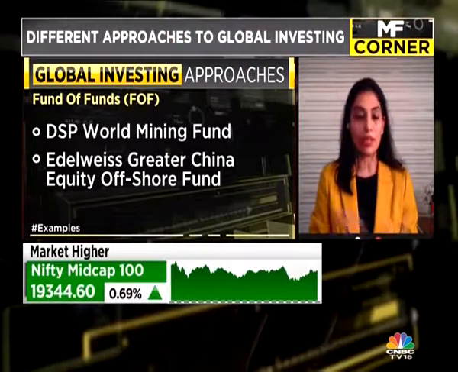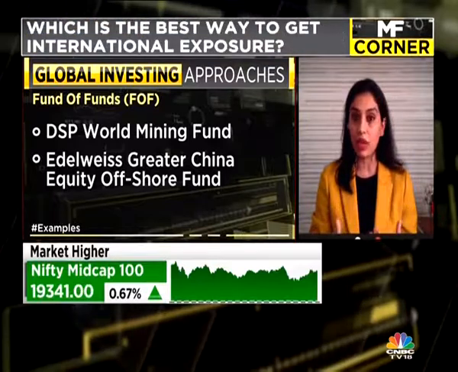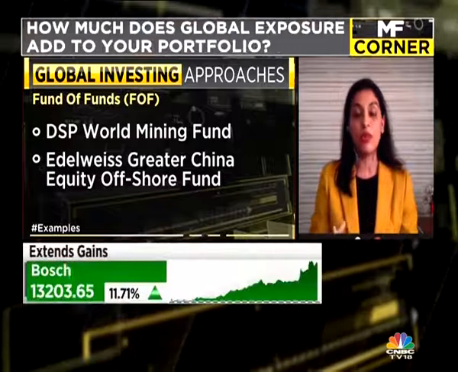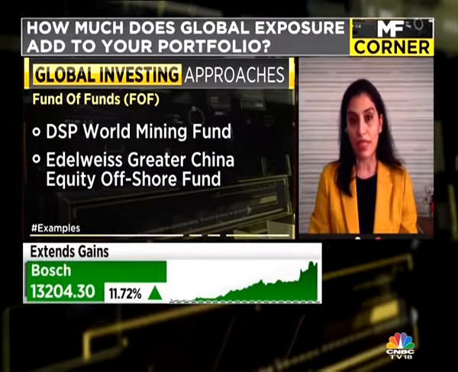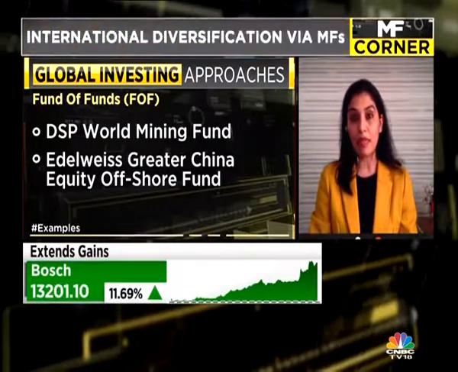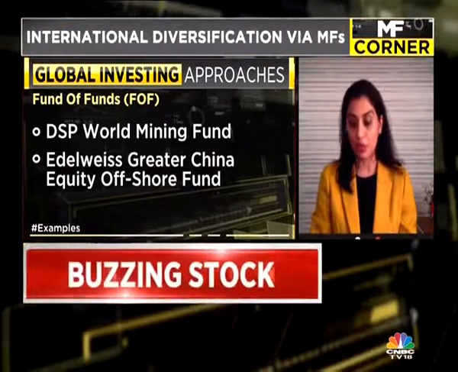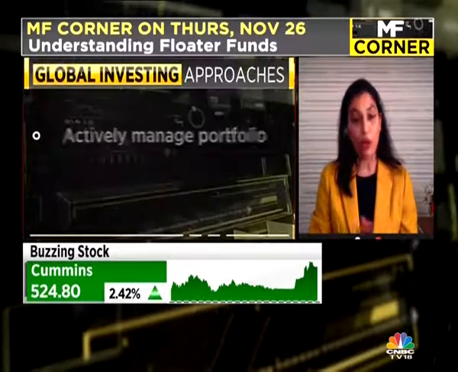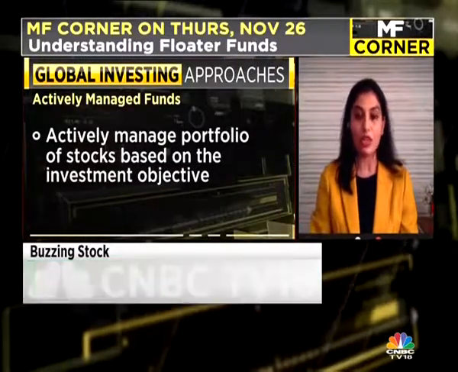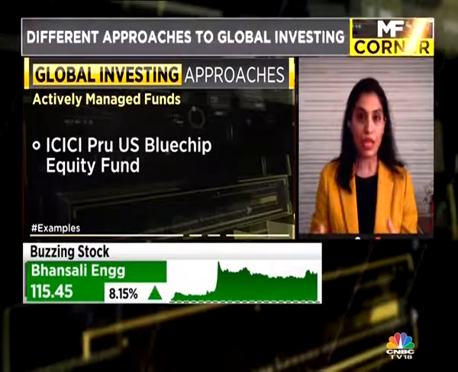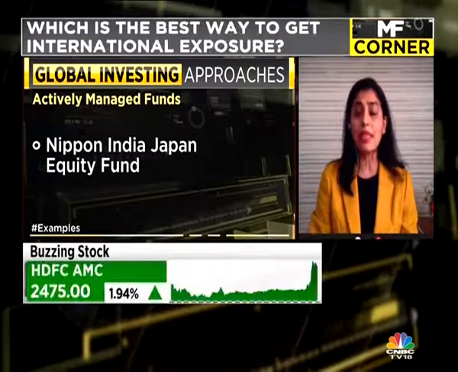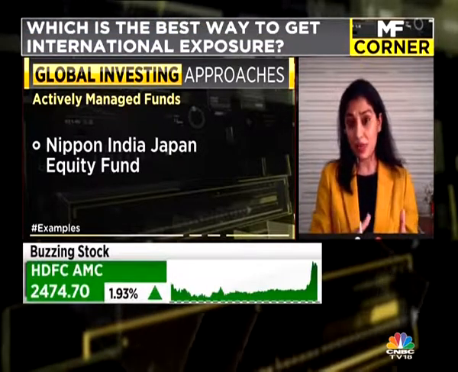There is another way to go and invest abroad. That is through just the way mutual funds collect money and invest domestically. They collect money and on their own, they create a portfolio for their investors. And some of these examples are the actively managed funds, like the ICICI Prudential US Blue Chip Fund or the Nippon India Japan Fund. These funds are collecting money and then, on their own, they create a portfolio in these markets based on the listed companies there. And this was the active approach.